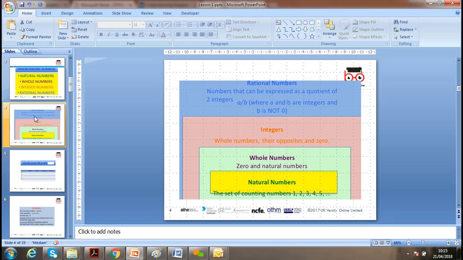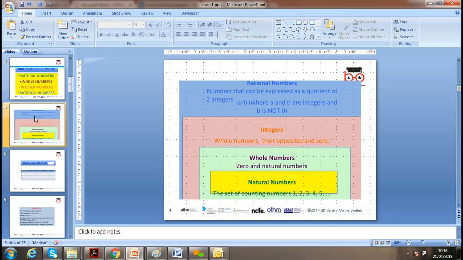We'll go through some examples that make more sense. Integral, whole numbers and their opposites and zero. Whole numbers like, yes, 1, 2, 3, 4, these are whole numbers.